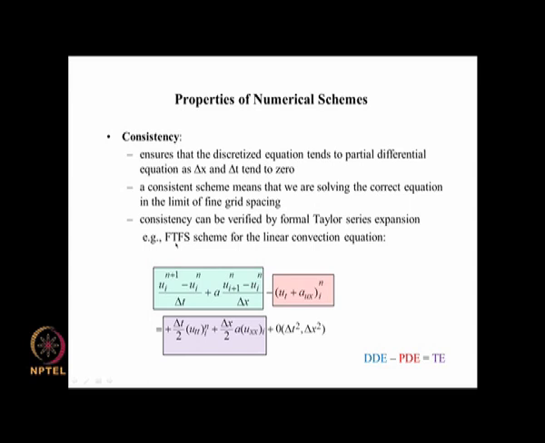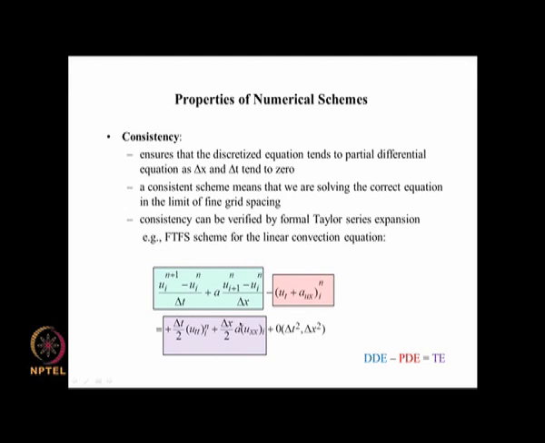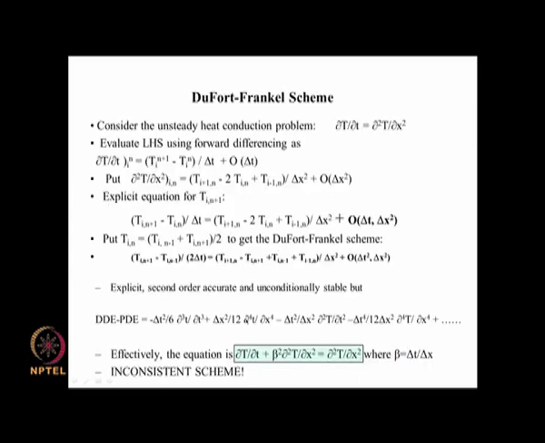So, you need to have this consistency, and this is satisfied by this FTFS scheme, which was otherwise not good. You can go back to the FTBS scheme and FTCS scheme, and in each case we can find the truncation error, and we will find that in all the three cases you have consistency. Okay. So, it may appear that consistency is a foregone conclusion when we do these finite difference approximations, but that is not always true, as we illustrate in the case of this Dufort-Frankel scheme.